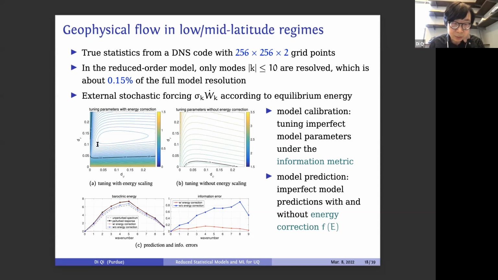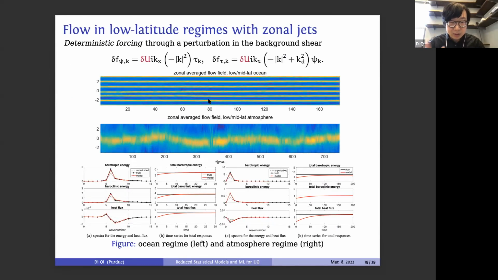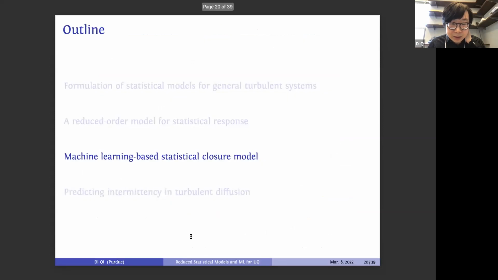We can tune the parameters under the information metric, and we see the model errors can be minimized under this framework. To show you the results, we test it in the zonal jet region. What we want to check is, if we perturb the forcing, whether this reduced model can capture the responses in the jet amplitude. Here we plot the result. The dashed black line is the equilibrium spectrum, and the black line is the response with perturbations. The red line is the reduced model prediction with only the first 10 modes resolved. We see it can actually capture the responses in the most energetic modes, and also the total energy structure. So this is the first part.